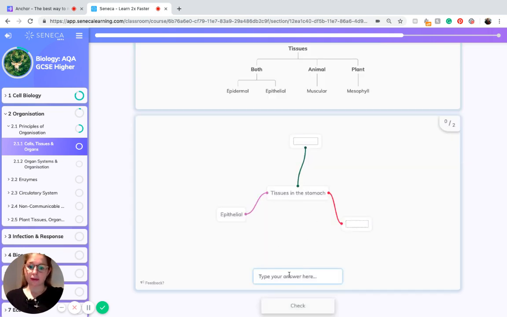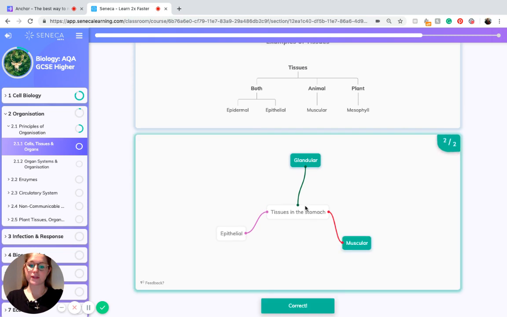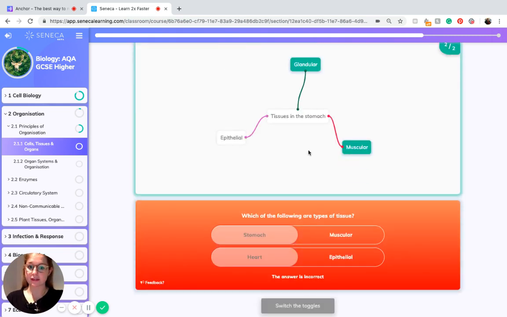So just to recap that one more time, the tissues in the stomach are epithelial tissues, glandular tissues, and muscular tissues. And this just highlights how there's lots of different tissues which come together in an organ to make sure it's really specialized for its function.